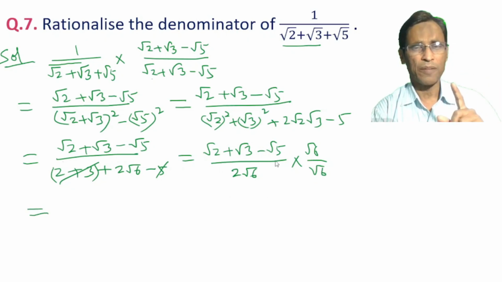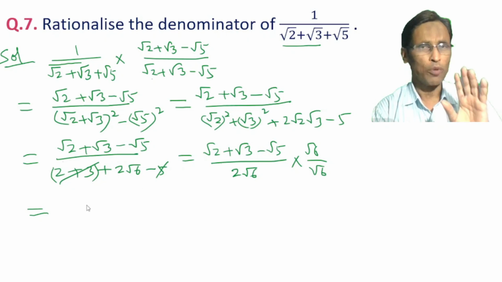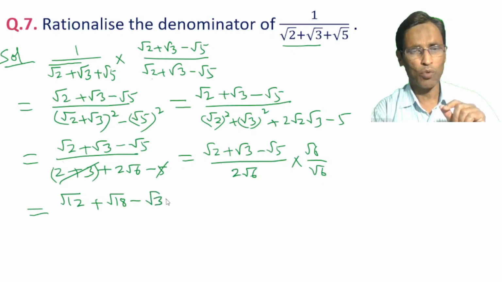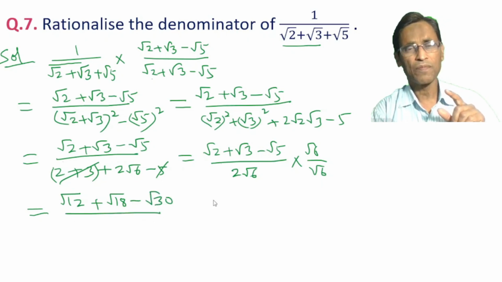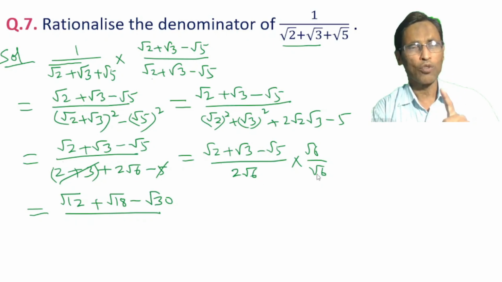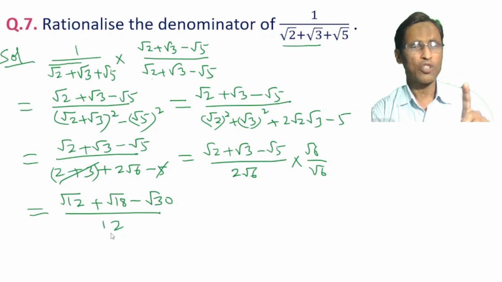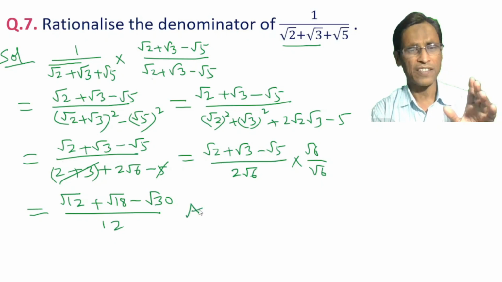In the next step, root 6 will be multiplied to each term in the numerator and we get root 2 into root 6, root 12, plus root 3 into root 6, root 18, minus root 5 into root 6, root 30, and by 2 root 6 into root 6, means 2 into 6, that is 12, and this 12 is rational, so the denominator is rationalized. Answer.